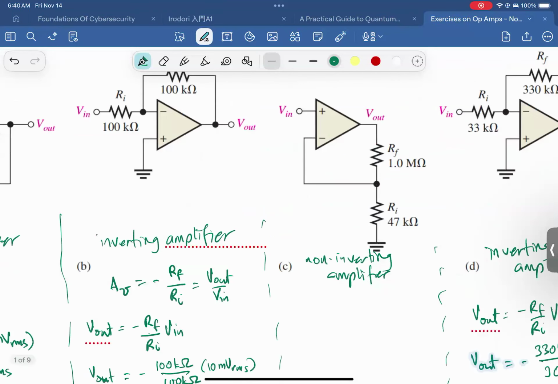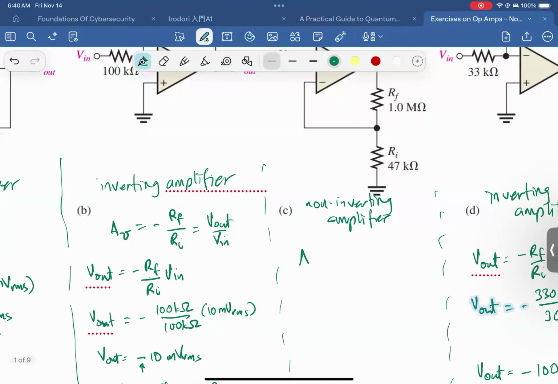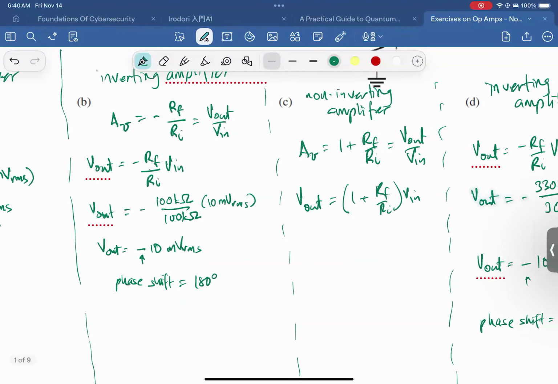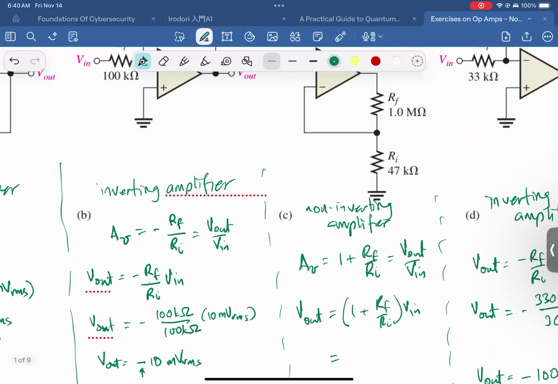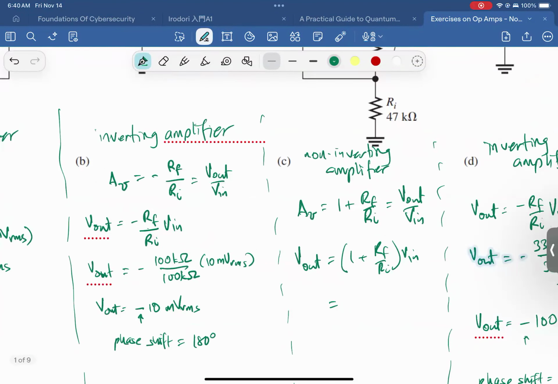So, then yung circuit sa C ay yung non-inverting amplifier. Okay, ano bang equation for the gain of the non-inverting amplifier? So the gain is given by 1 plus RF over RI, and ito ay equals sa V out over V in. So ang V out ay equals sa 1 plus RF over RI times V in. Okay. Ngayon, ang RF dito, ang feedback resistance, ay 1 mega ohm at yung input resistance ay 47 kilo ohms.